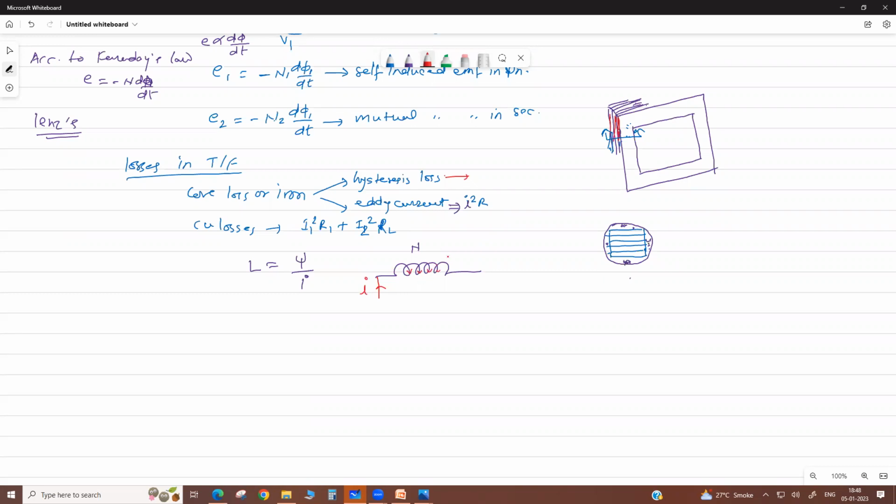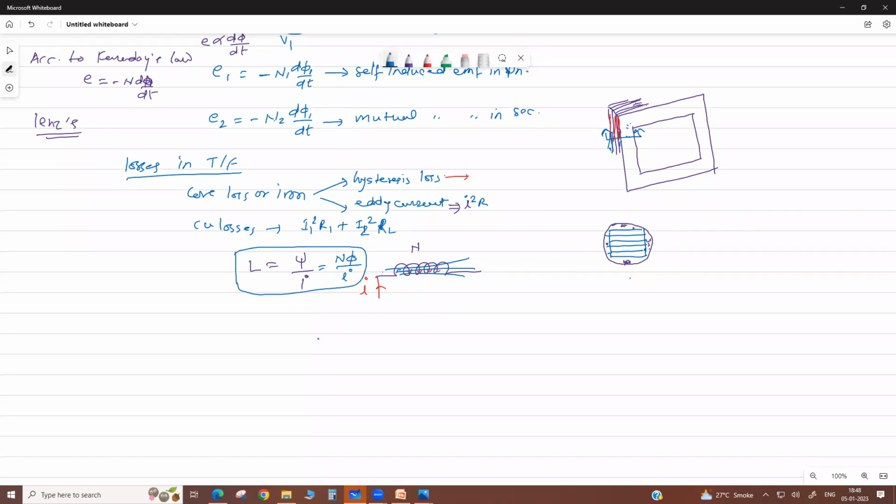Then there is a flux produced here. So the total flux linking, not leakage, here it is linking. If the flux per turn is phi, then it is N phi by I. Okay, this is the formula for inductance.